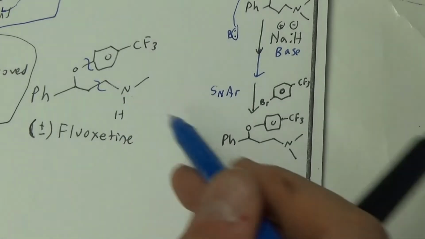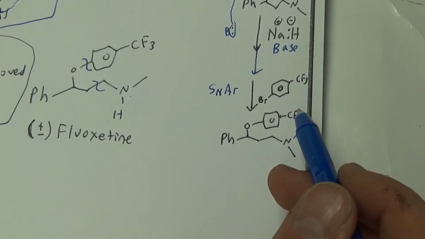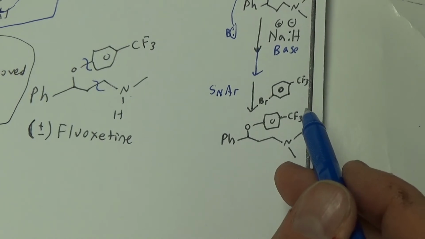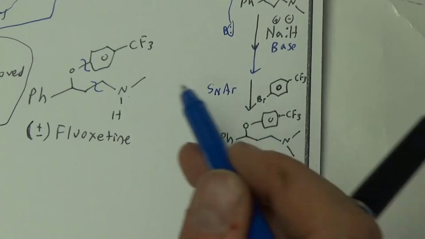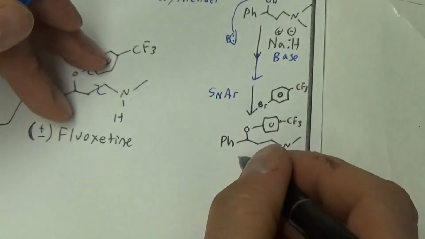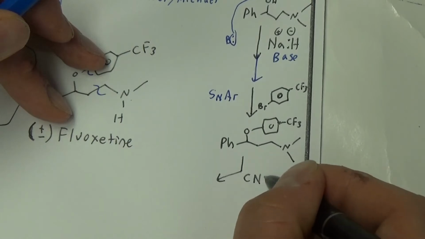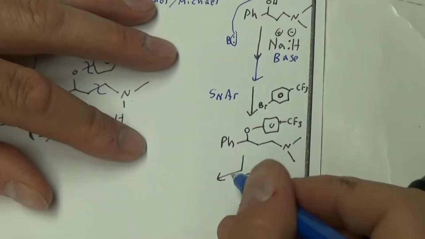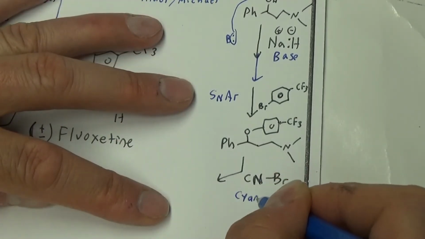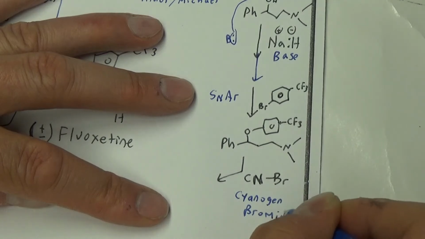Now we're very close to the product. All we've got to do is take off that methyl group, and to do that, they do a pretty neat little reaction. Got to take off one methyl to make the product. So I'm going to kind of sneak down and react with cyanogen bromide, CNBr. This is a kind of fun name. Cyanogen bromide.